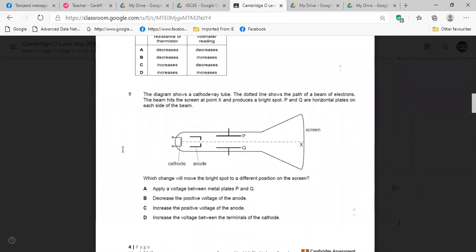Then can you read 9? The diagram shows the cathode ray tube. The dotted line shows the path of the beam of electrons. The beam hits the screen at point X and produces a bright spot. P and Q are horizontal plates at each side of the beam. What change will move the bright spot to a different position on the screen?